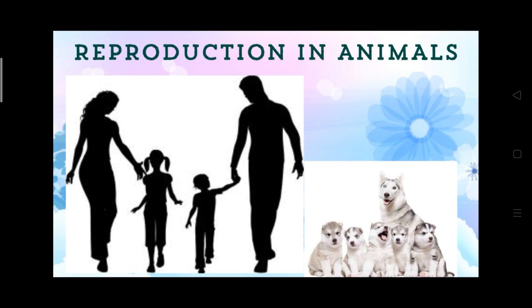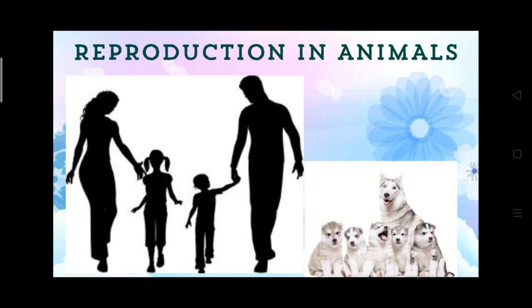Imagine that your parents couldn't have reproduced. You would not have been born. Similarly, if all humans stop reproducing, eventually the human species will become extinct from the earth. This will happen to other species also. So now you will understand how important this process is for the continuation of species.